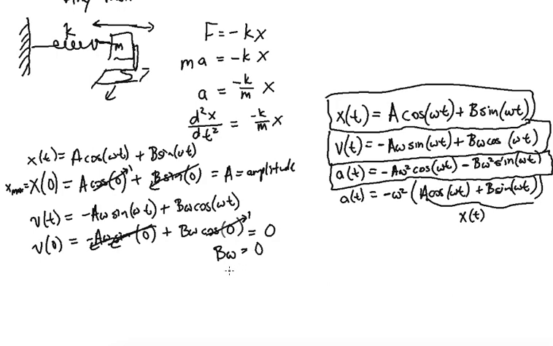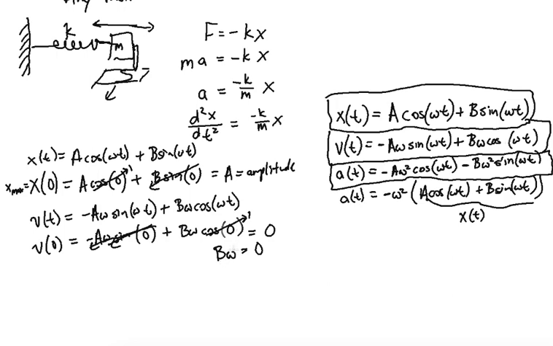Now we have two choices here. Either B is 0 or omega is 0. If omega is 0, this is trivial. It means we have nothing happening because this is our angular frequency. It defines how quickly it's moving back and forth. If this is 0, it means it's not moving back and forth and we have no problem. Nothing is happening, it's just sitting there. So that's trivial. We're not interested in that.